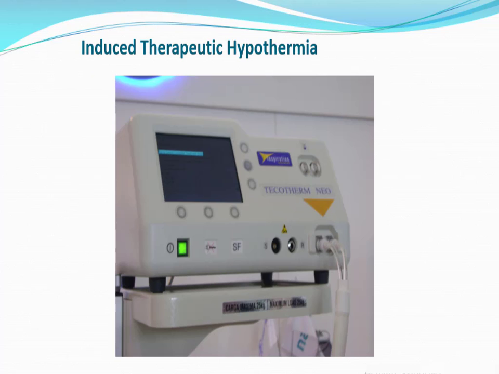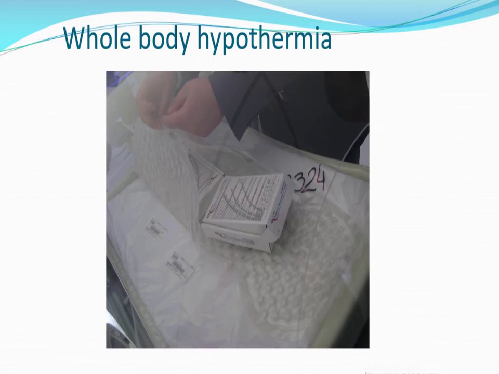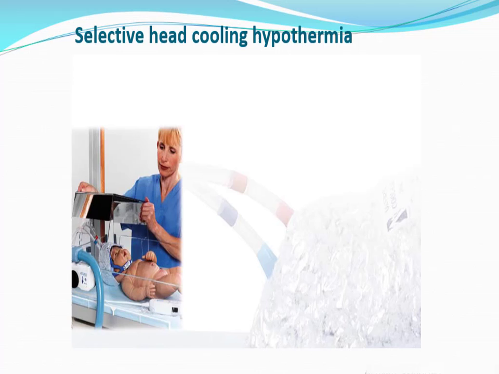Induced hypothermia, this is the machine used. And this is the method of whole body hypothermia, where the whole body is put in this area, decreasing the whole body temperature to about 33 degrees centigrade for 72 hours. And this is selective head cooling or hypothermia, another method of decreasing the temperature of the brain to decrease the risk and severity and improve the prognosis of patients with moderate to severe asphyxia and hypoxic ischemic encephalopathy.